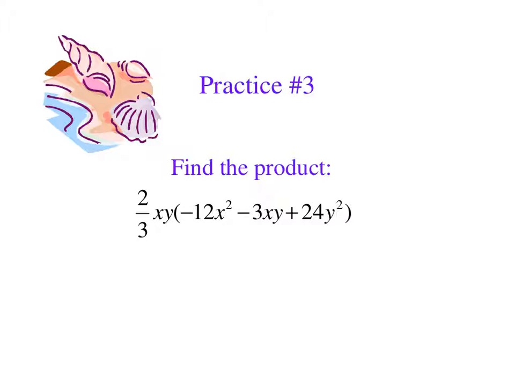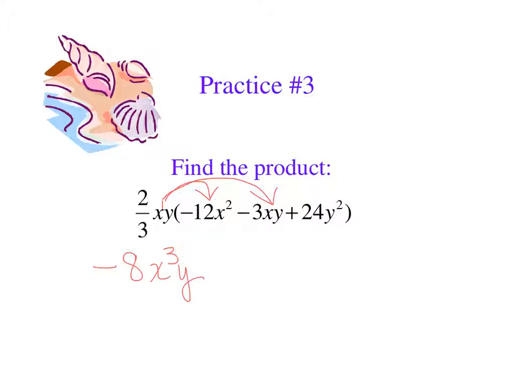Alright, this one's got a fraction in front, but the same rules still apply. I'm just going to take what's outside and distribute it to everything inside the parentheses. Positive times negative is negative. And then this is negative 24 over 3. That gives me negative 8. And I have my x with an exponent of 1, so I add my exponents to that base, and I have to include the y because I'm multiplying it by y also.